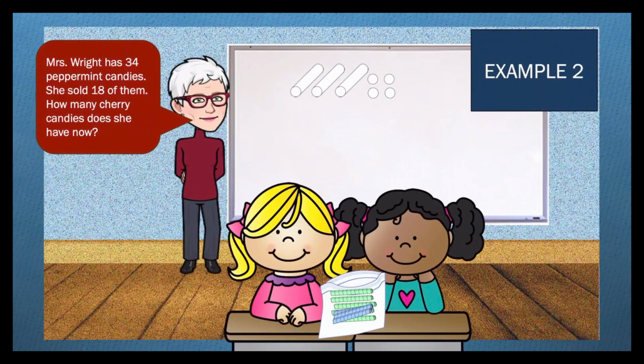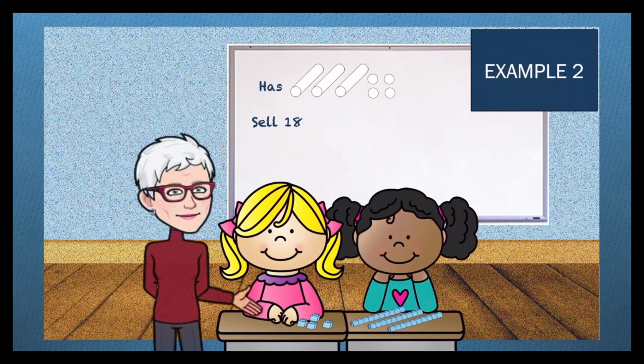Now let's consider an example where some candies are sold. Mrs. Wright had 34 peppermint candies. She sold 18 of them. How many does she have now? I was standing next to Amber and Tiffany as they solved this task.